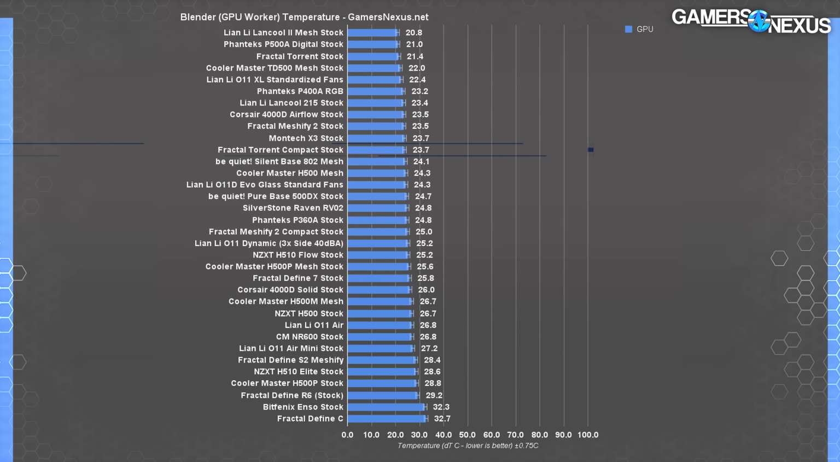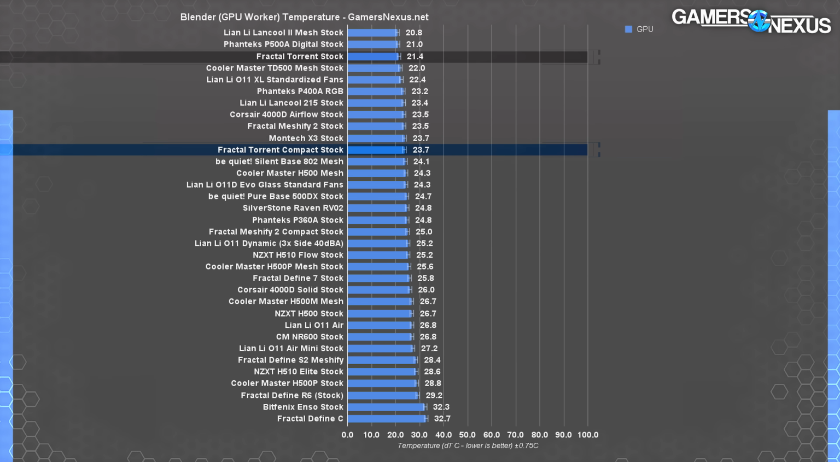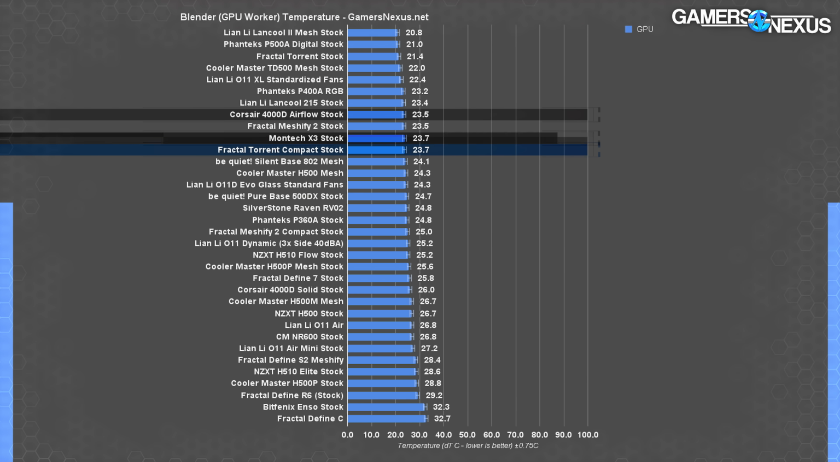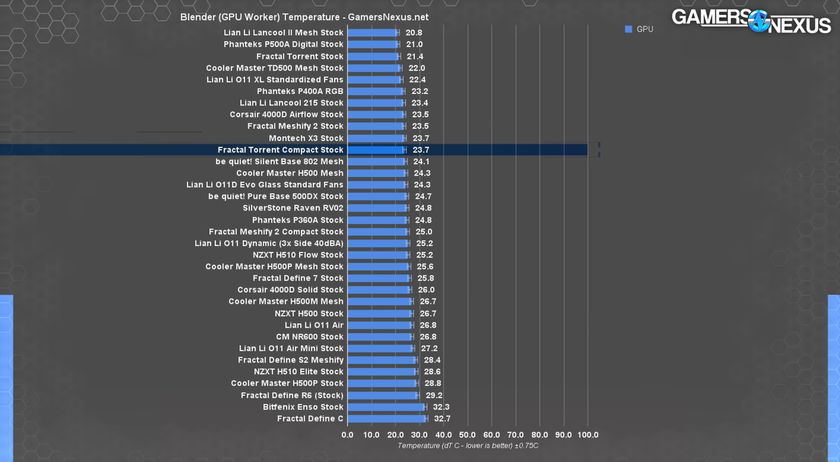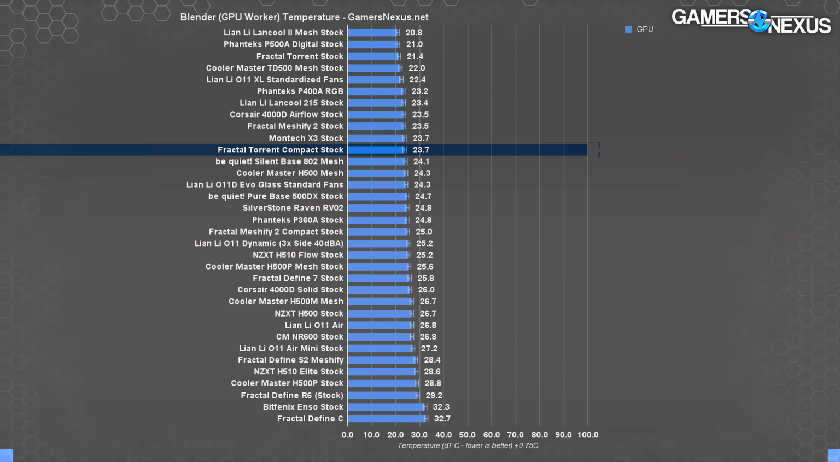Moving the same test to GPU rendering resulted in a GPU average of 24 degrees. Again, warmer than the Torrent's 21-degree average, but still in its proper place among mesh-fronted cases like the 4000D Airflow and the Montech X3. These lower intensity tests don't allow the Compact to differentiate itself quite as much, but much like the GPU torture test, the Air Mini and the Meshify 2 Compact also fell behind in this test, with averages of 27 degrees and 25 degrees, keeping the Torrent Compact ahead.